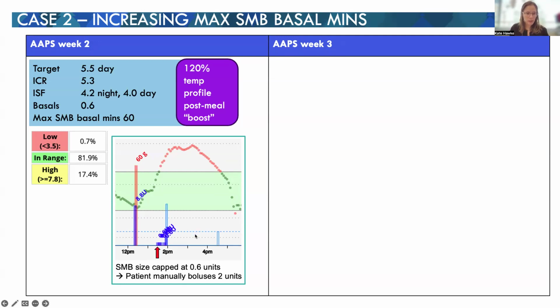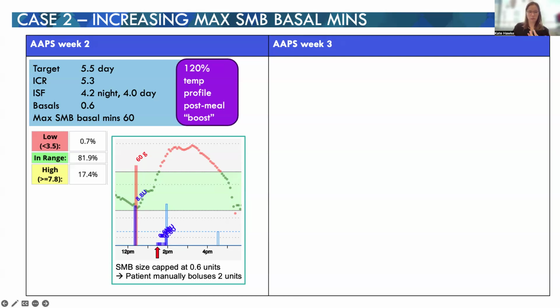in our glycemia, it starts coming in with the biggest SMBs that it's allowed to give, which is 0.6 units. The cap is 0.6 because we've set the basal at 0.6 units per hour, and we've set the max SMB basal minutes at 60. So we're telling the system your cap is 0.6. So in terms of what the system can then do, it's giving 0.6, 0.6, 0.6, 0.6, 0.6 about 6 times successively. And that doesn't seem to be cutting it.